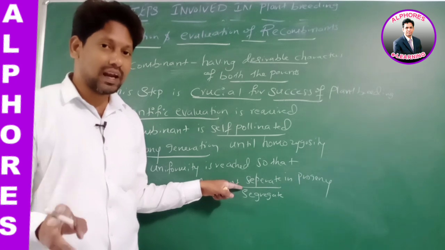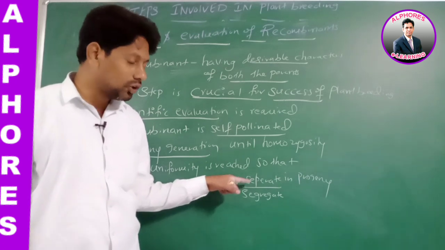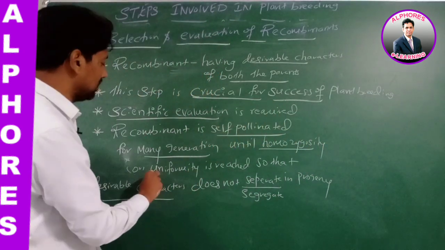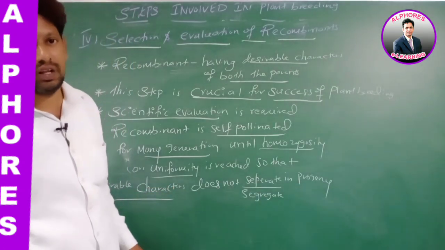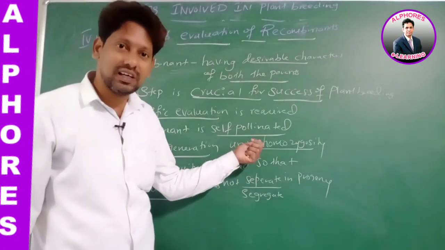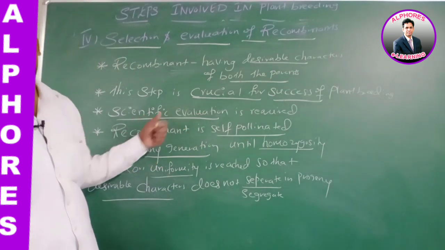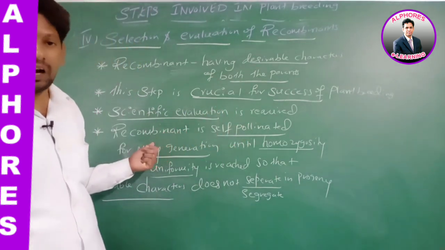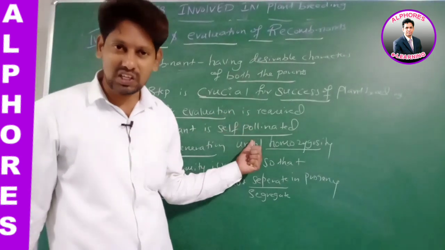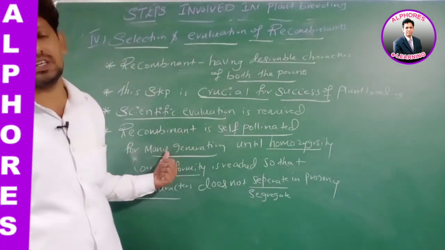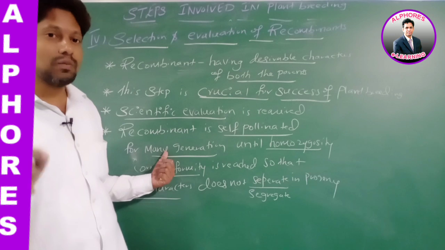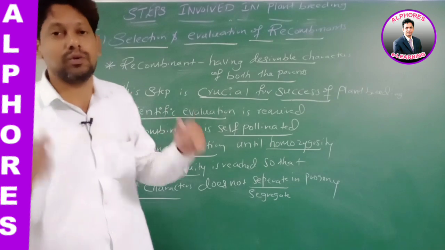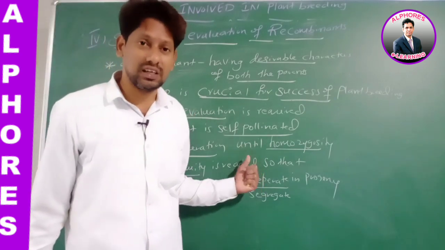If desirable characters are not to be separated, they should be in which condition? Homozygous condition. Then how will we get this homozygous condition? By self-pollination for many generations. Therefore, recombinant is self-pollinated for many generations until we get homozygous condition, until we get uniformity in the desirable characters. Once the desirable characters are made homozygous, the desirable characters won't segregate in the progeny.